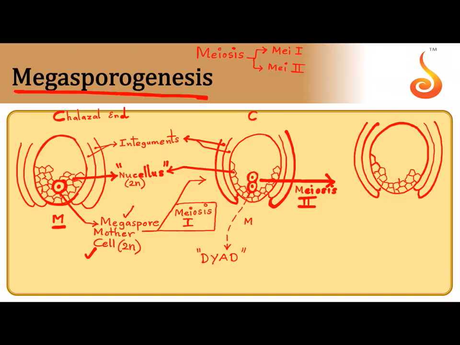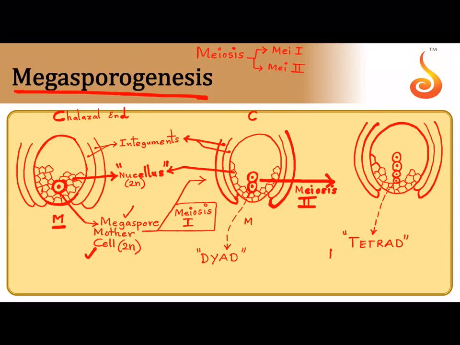Yes, but now there are 4 cells. 1, 2, 3, 4. How did 2 become 4? Because they underwent meiosis 2. Each one underwent meiosis 2. So now what will you call this group of 4 cells? Now these are called the tetrad. They are a group of 4.